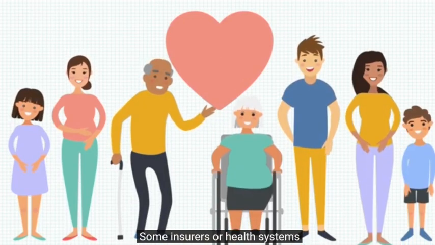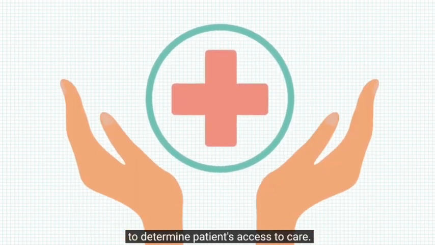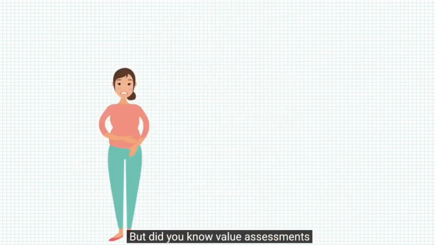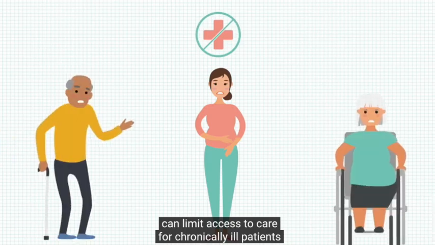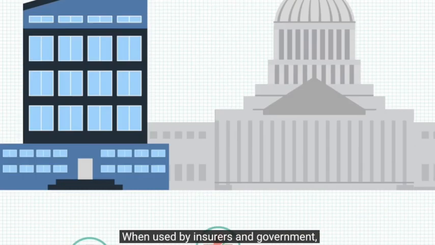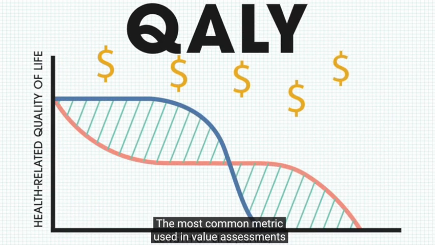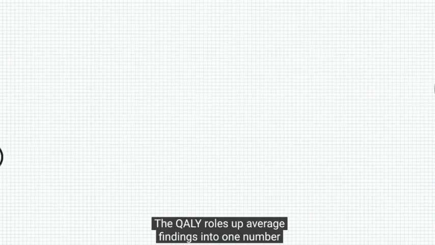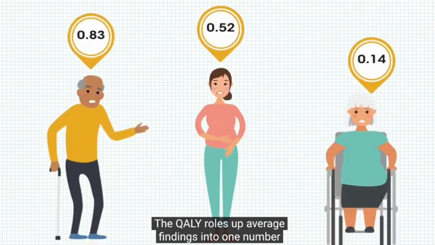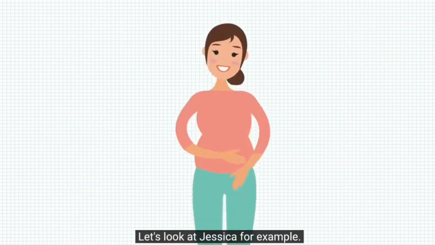Attention! Anyone who cares about the fairness and quality of healthcare, some insurers or health systems are using clinical and cost-effectiveness analysis to determine patients' access to care. But did you know value assessments based on clinical and cost-effectiveness analysis can limit access to care for chronically ill patients and people with disabilities when used by insurers and government? Here's how it works. The most common metric used in value assessments is the Quality Adjusted Life Year, or QALY. The QALY rolls up average findings into one number that represents the value of the life of each patient with a specific condition. Let's look at Jessica, for example.